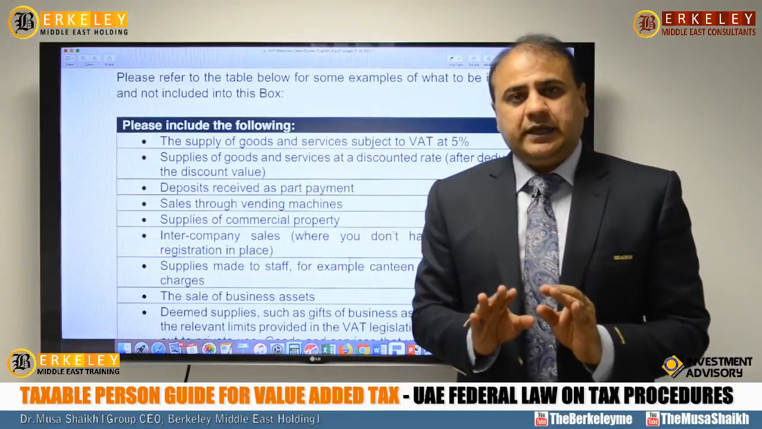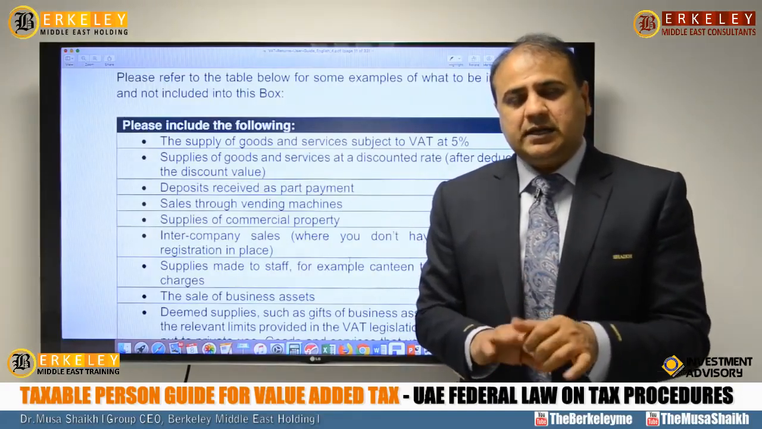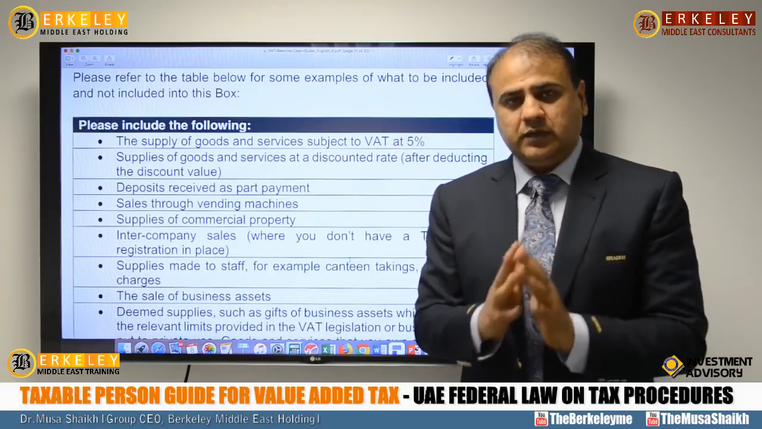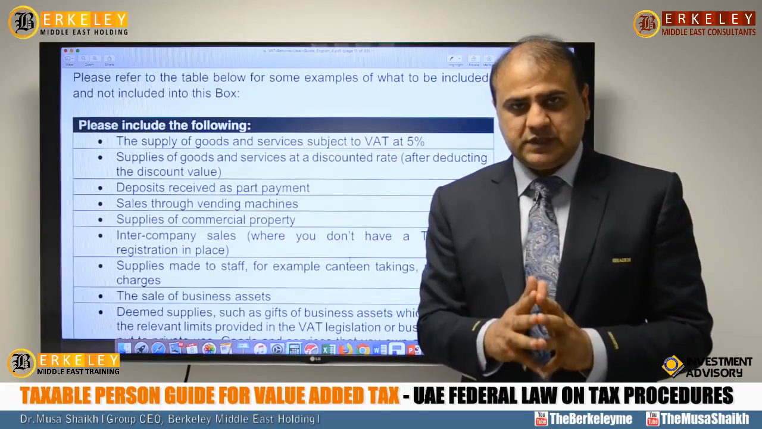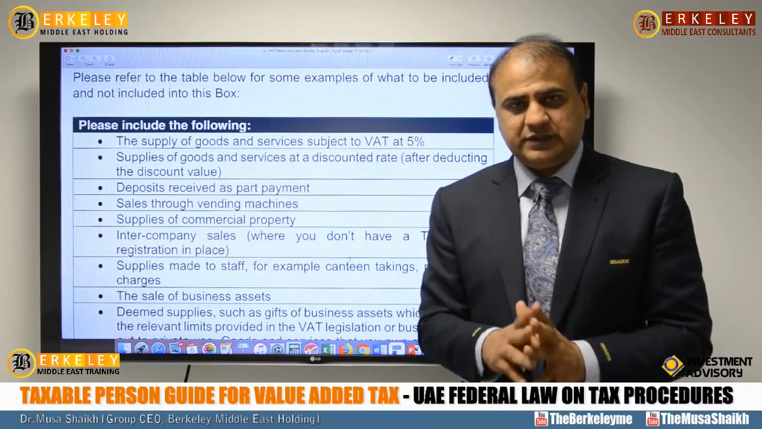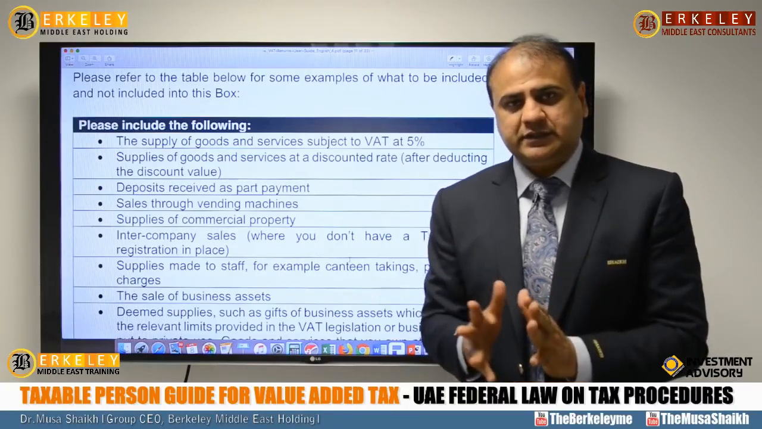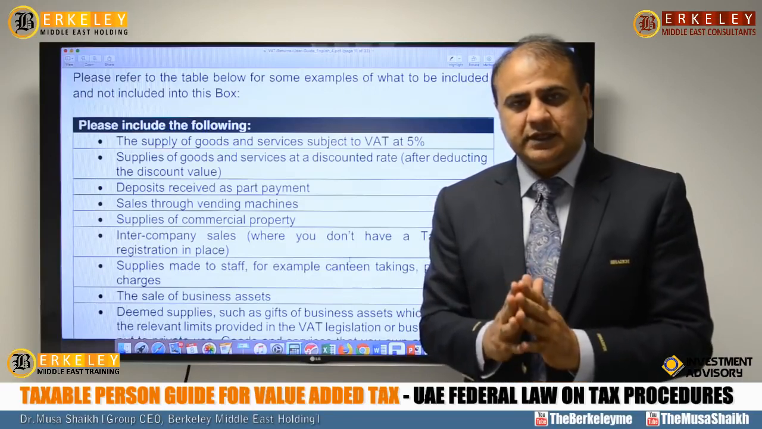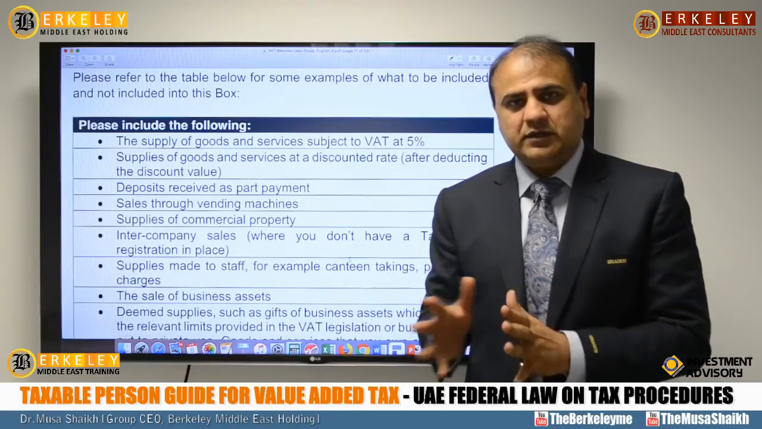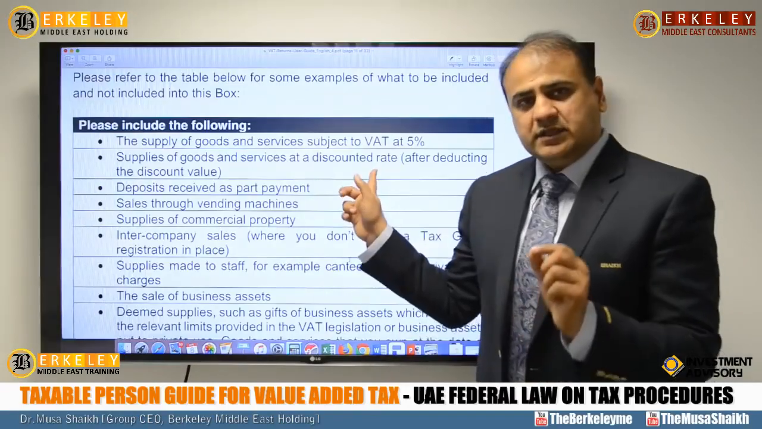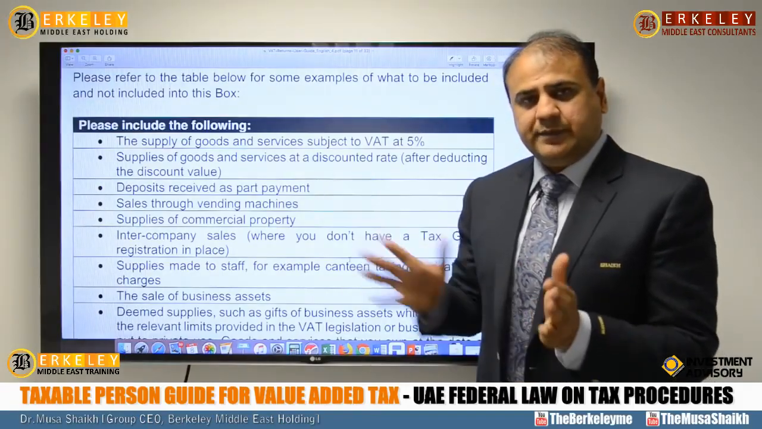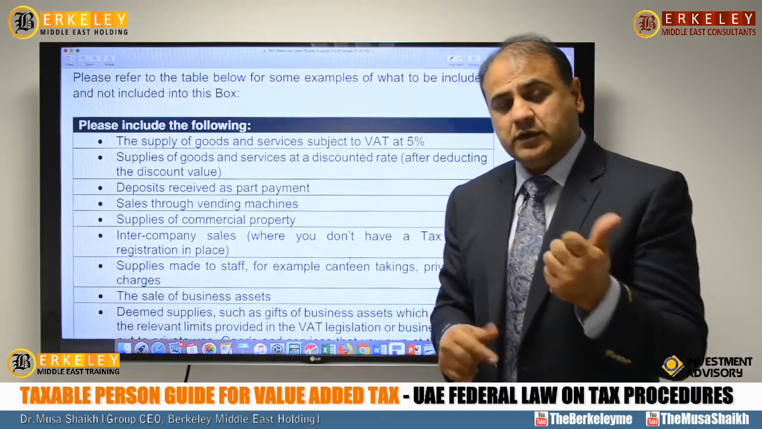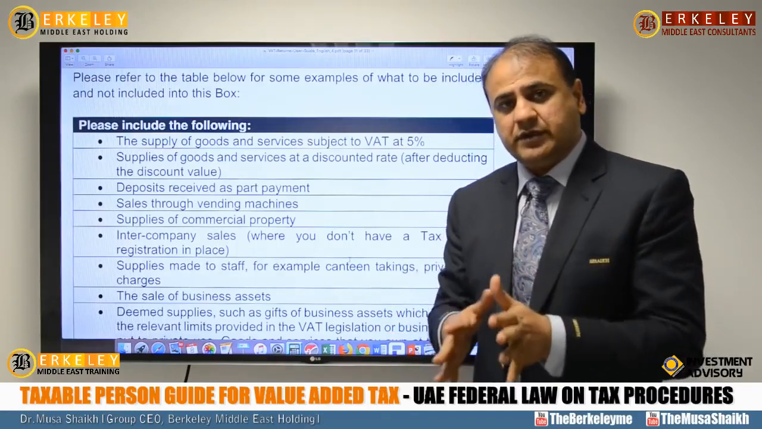Briefly, I am going to explain all this, exempted, standard and zero rated, one by one, what you need to include and what you need to exclude. So we'll start with the standard rated, which is where we are charging 5%. We are receiving from our customer 5% as a part of our tax invoice. Supplies of goods and services will be taken after the discount amount, not before the discount amount. So you have to take the discounted amount.